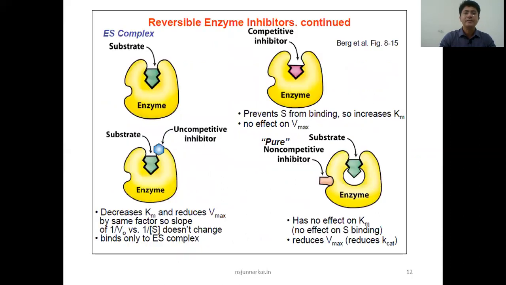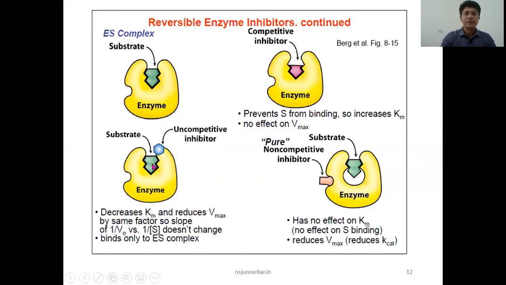So here is the figure which indicates the enzyme substrate complex that is formed when the substrate binds to the enzyme, and the competitive inhibitor can be similar to the substrate. It can be a substrate analog. So when that inhibitor is present, it will compete with the substrate to occupy the binding site on the enzyme. So when the inhibitor is bound, the substrate is not able to bind to the enzyme.